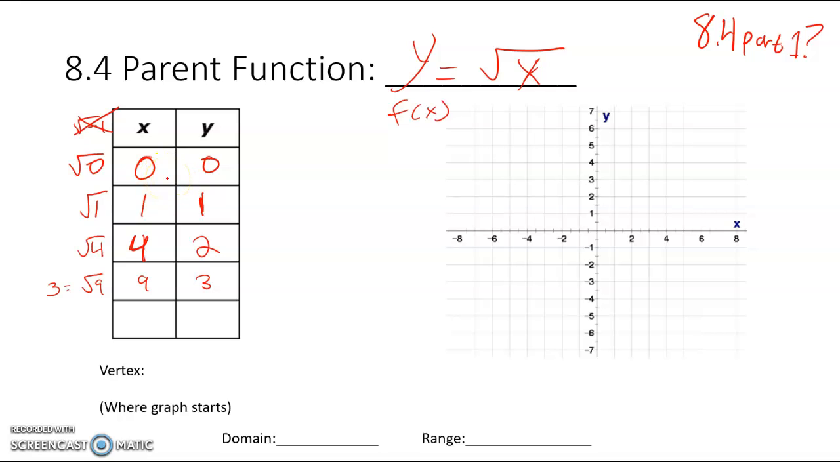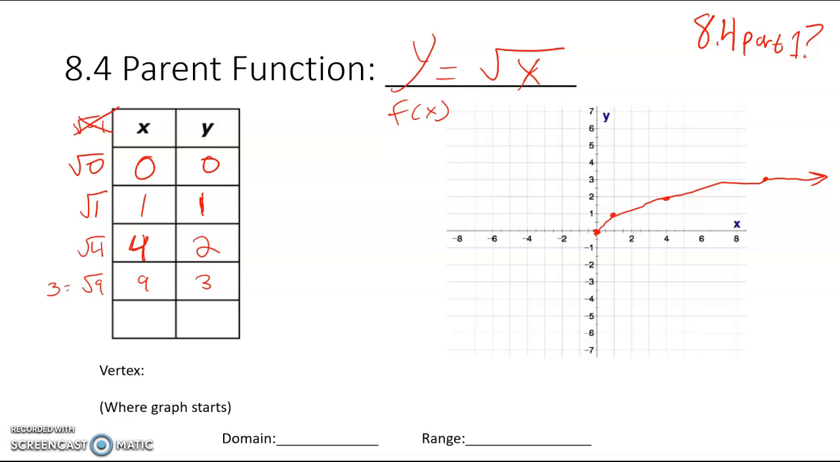So if I go about graphing these, if I graph 0, 0, it's about right there. 1, 1 is about right here. I go over 4 up to 2 for 4, 2, and then 9. I don't really have a 9 here, but let's go about 9, so right to about there. So it's looking like that. All right, so that's kind of what my square root function looks like.